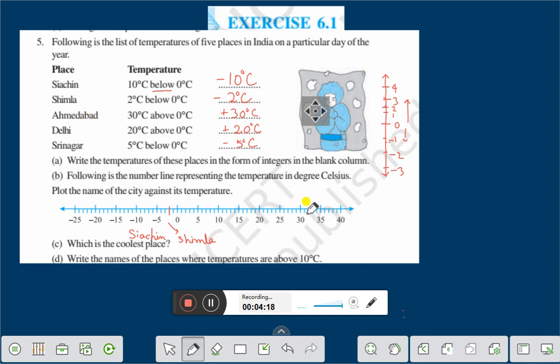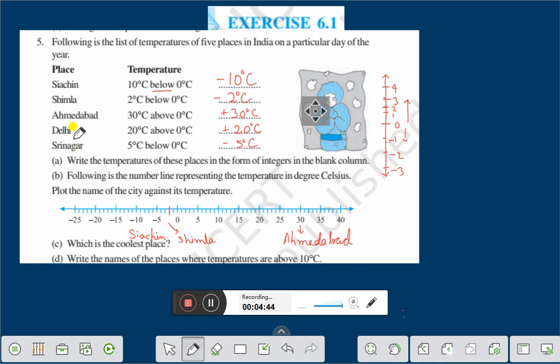Ahmedabad is plus 30. Plus 30 is here. You see this is Ahmedabad, plus 30. Therefore, this point is Ahmedabad. A, H, M, E, D, A, B, A, D. Right? This is Ahmedabad.